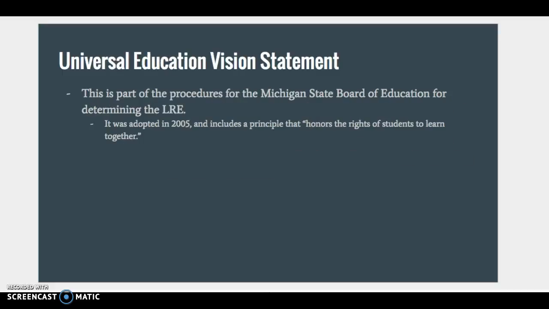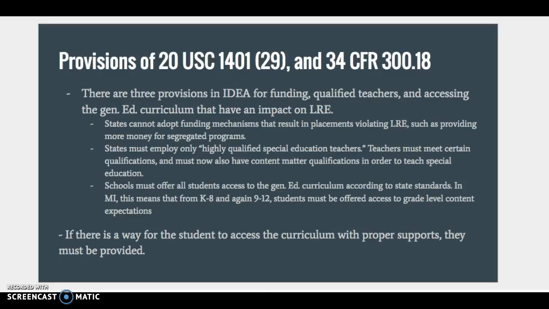So the Universal Education Vision Statement, I can't spell, is part of the procedures for the Michigan State Board of Education for determining the least restrictive environment. It was adopted in 2005, and it includes a principle that honors the rights of students to learn together. So just because the student has a disability, you have no right to keep them from learning with other students. So those are provisions of the public laws there.